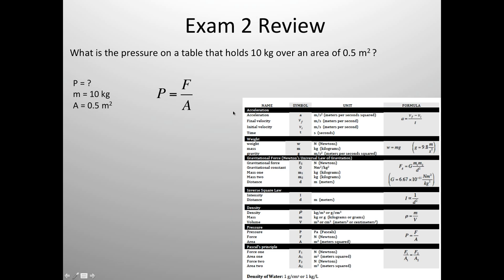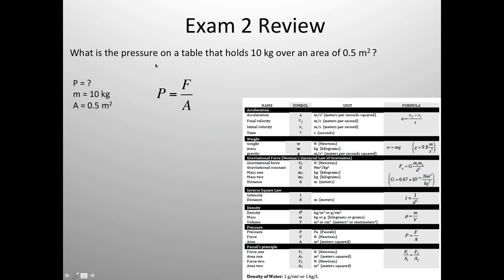So pressure equals force over area. If you go to your equation sheet and look for the pressure equation, you'll see that pressure equals force over area. For this problem, we are not given the force directly. We are given the area, so we're all set with that. But we can see that the force isn't directly given in the problem.